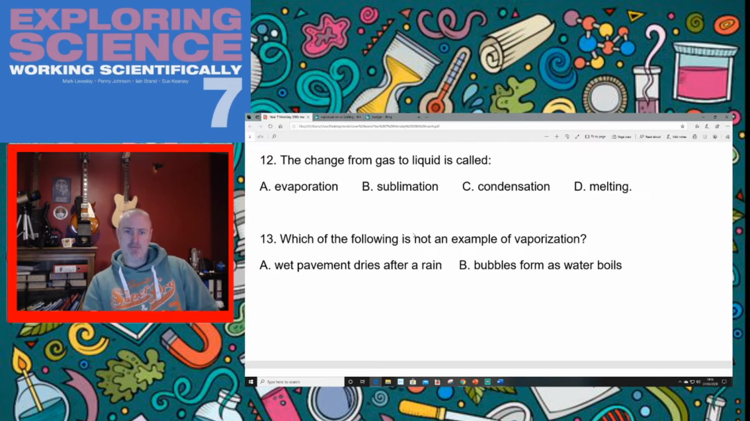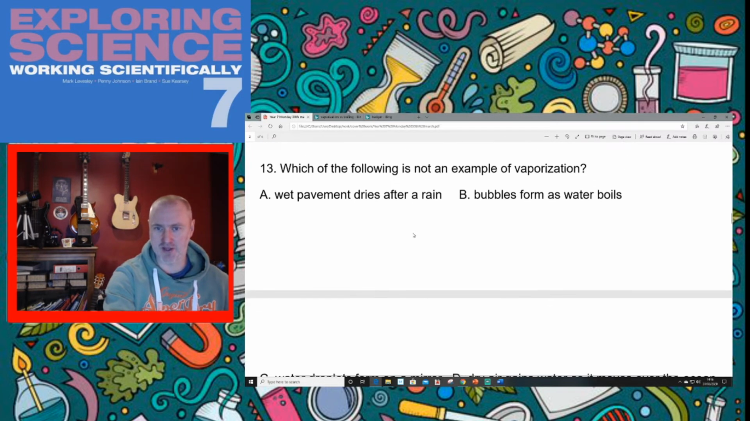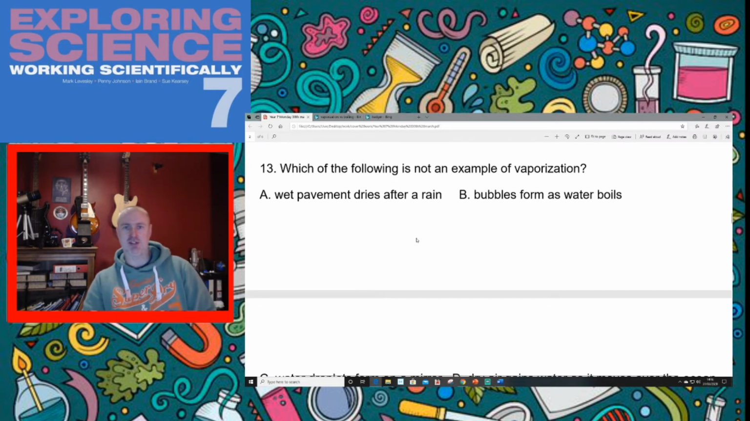Question 13. Which of the following is not an example of vaporization? Vaporization, as far as we're concerned, just describes the changing of state as something goes from a liquid to a gas. So a wet pavement drying after the rain will be evaporation. Something is going from a liquid to a gas. We would class that as a form of vaporization. B, bubbles forming as water boils.